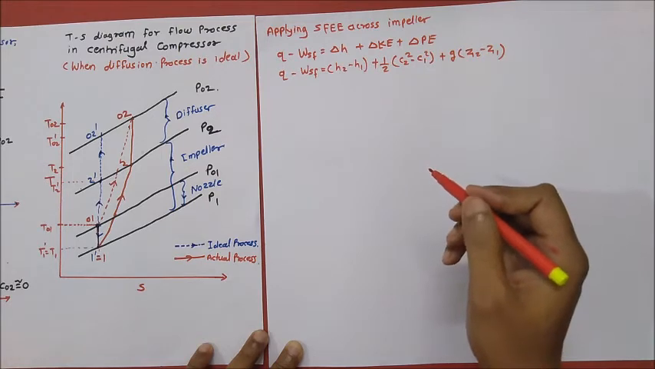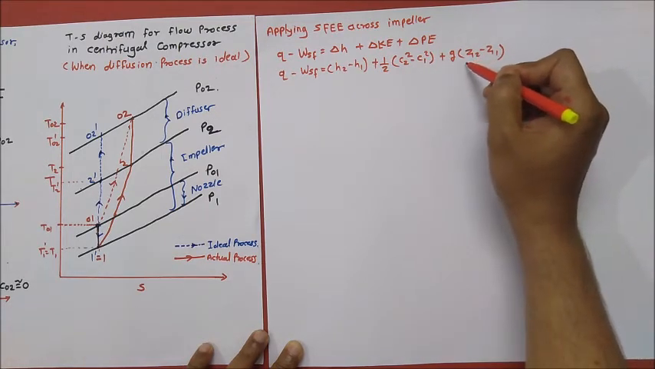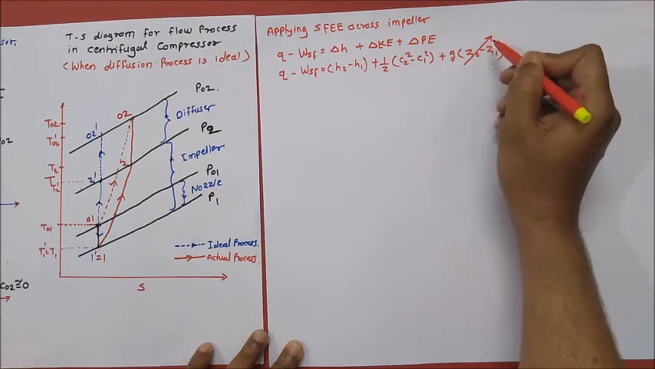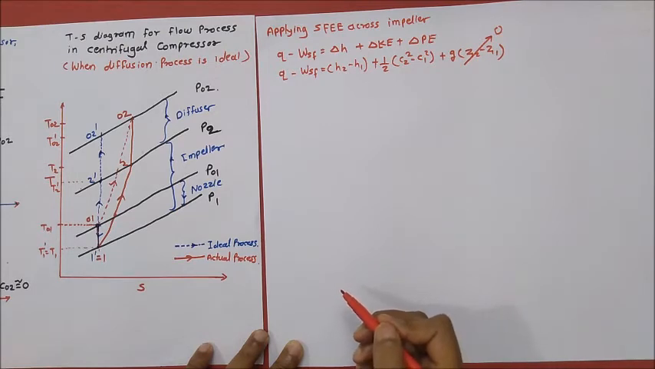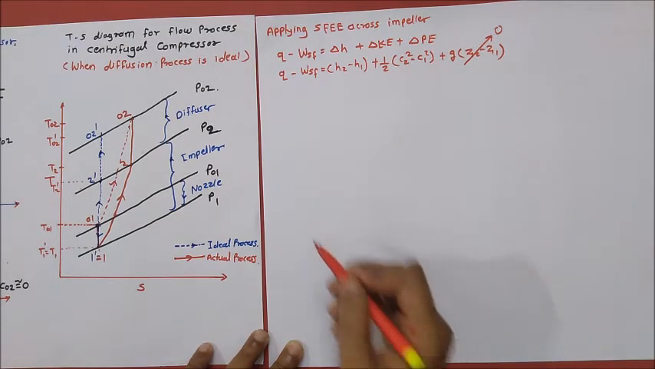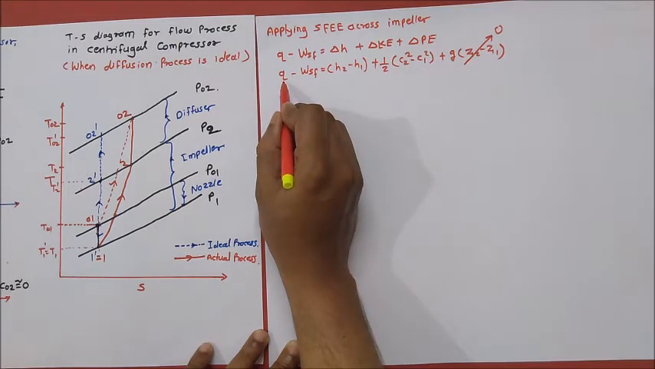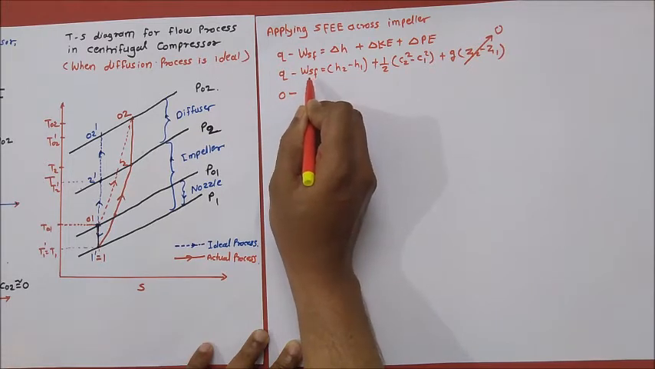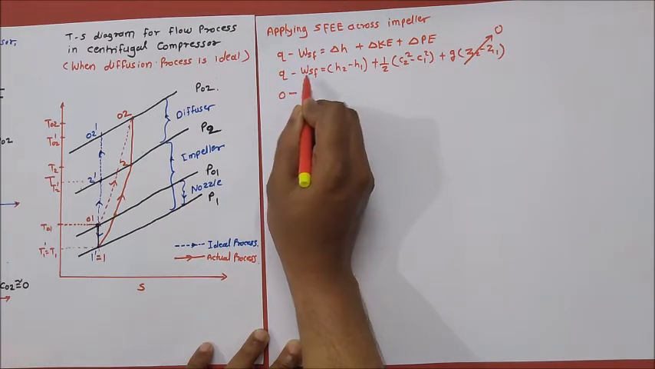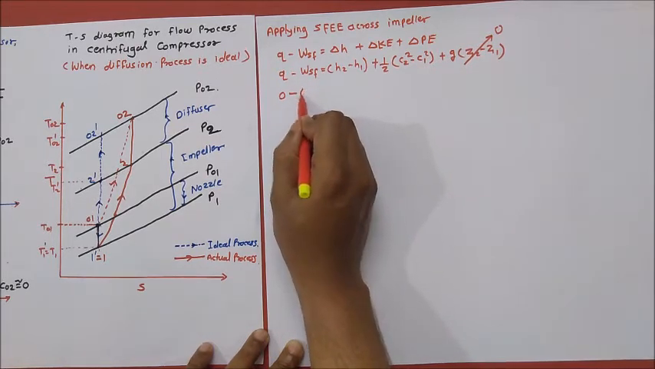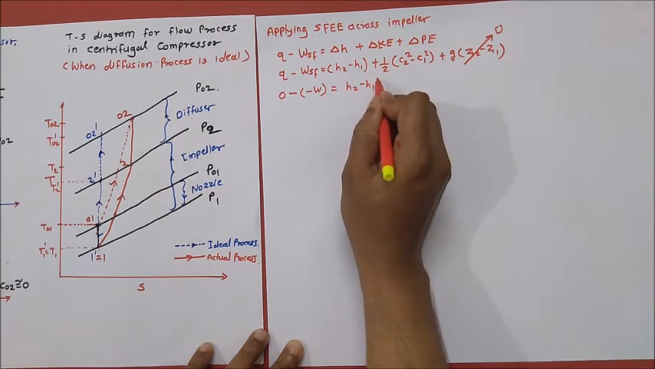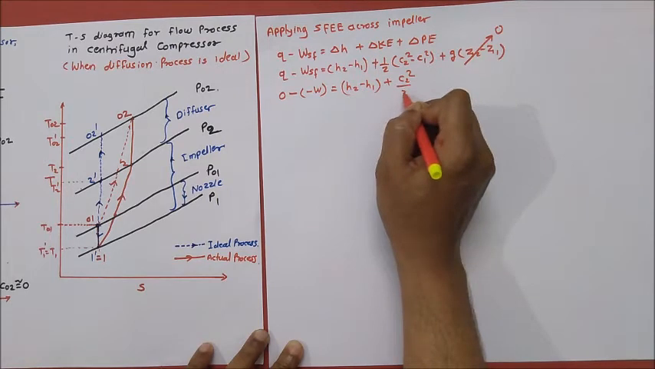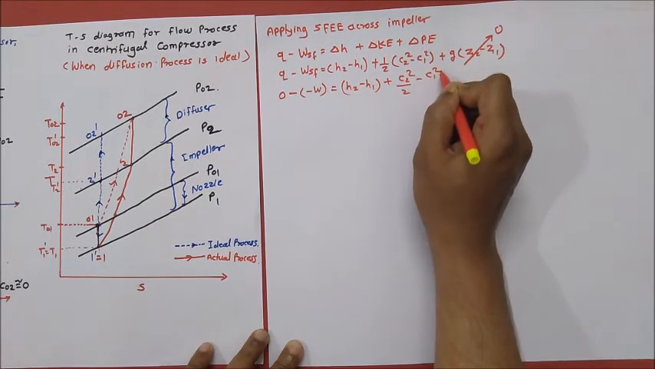Now in this case we will neglect change in the potential energy and therefore this last term g(Z2 minus Z1) is 0. Now the compression process is ideally adiabatic and therefore the heat transfer is 0 and therefore this Q is 0, minus WSF. Now to the compressor work is supplied and therefore work is negative and therefore minus W is equal to H2 minus H1 plus C2 square by 2 minus C1 square by 2.